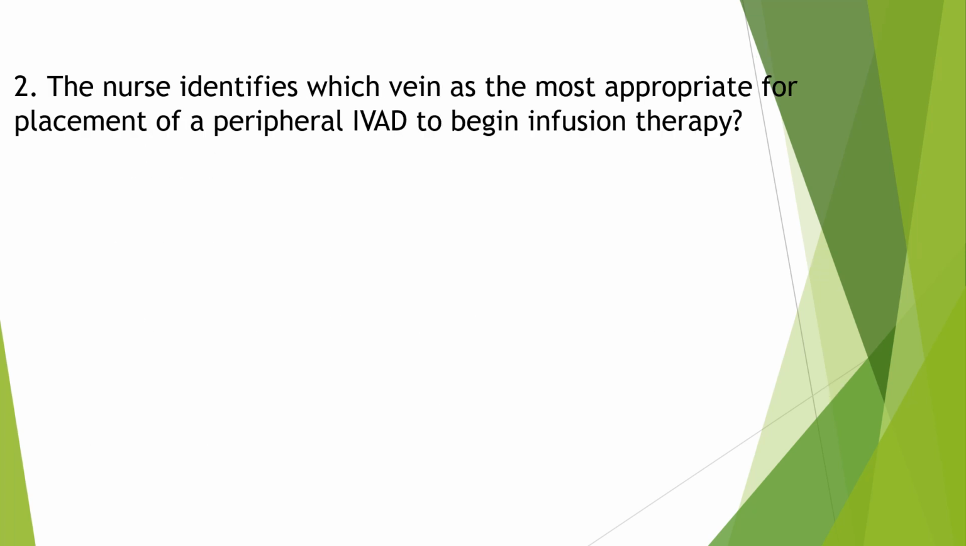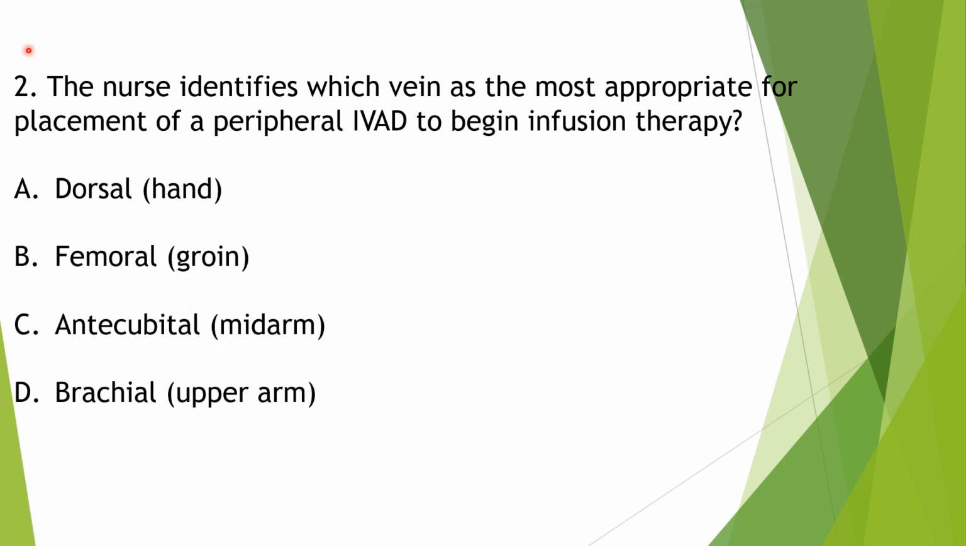Second question, the nurse identifies which vein as the most appropriate for placement of a peripheral intravenous access device to begin infusion therapy. The options are dorsal hand, femoral groin, antecubital midarm, brachial upper arm. It is recommended to start therapy in the most distal available and appropriate vein and move upward with subsequent insertions. So here the most distally available is dorsal in the hand.